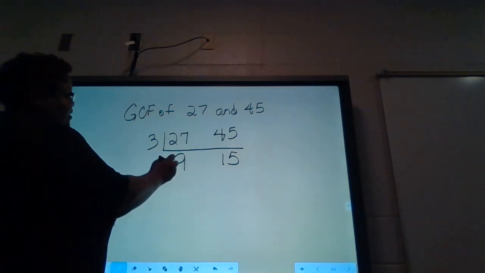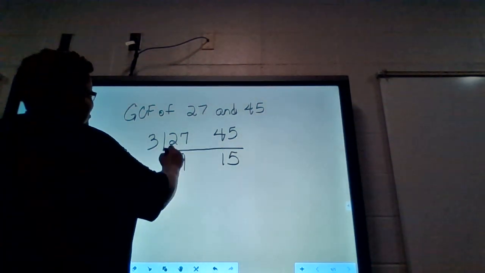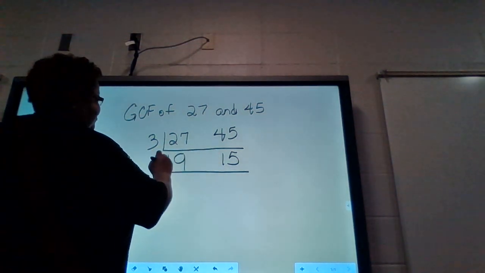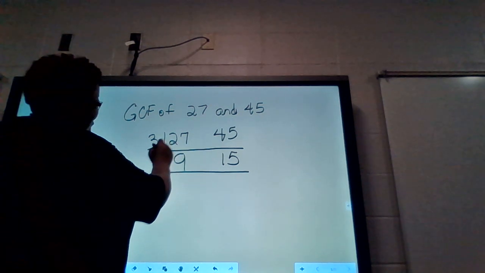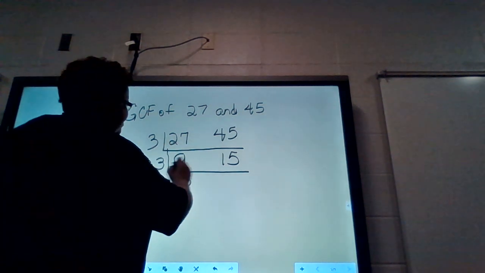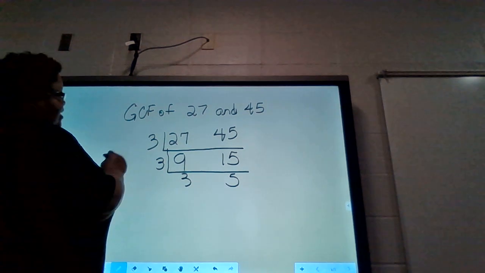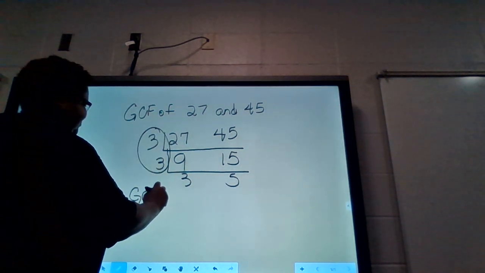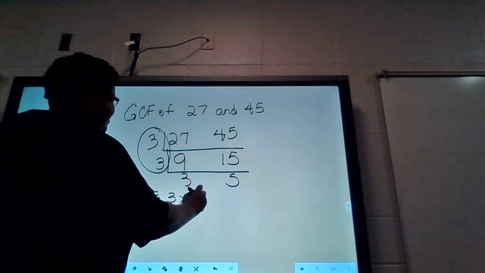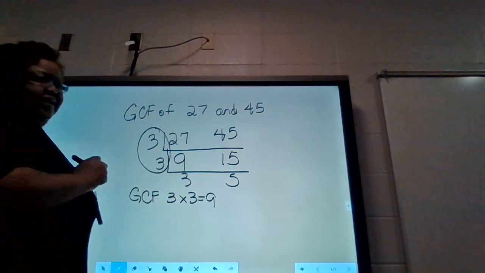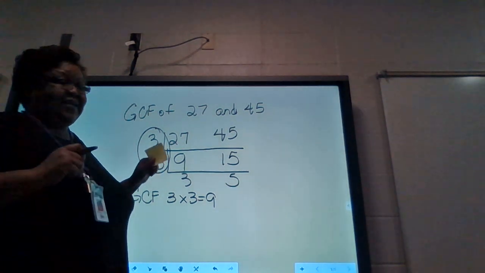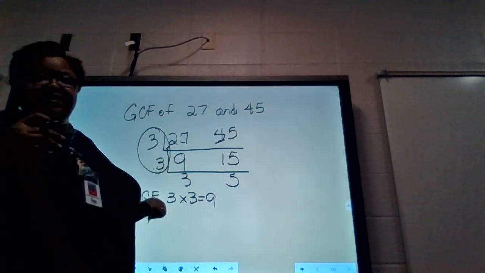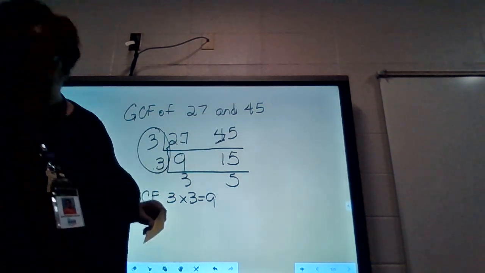Now, I still have something that can go into both of these. 9 is divisible by 3, and 15 is divisible by 3. So there's my upside down cake, my layers. 3 goes into 9 3 times, 3 goes into 15 5 times. So here, my GCF is 3 times 3, which is 9. And some of you probably caught that right at the beginning, because 7 plus 2 is 9. That's divisible by 9. 4 plus 5 is 9. That's divisible by 9. So I know some of you already caught that.